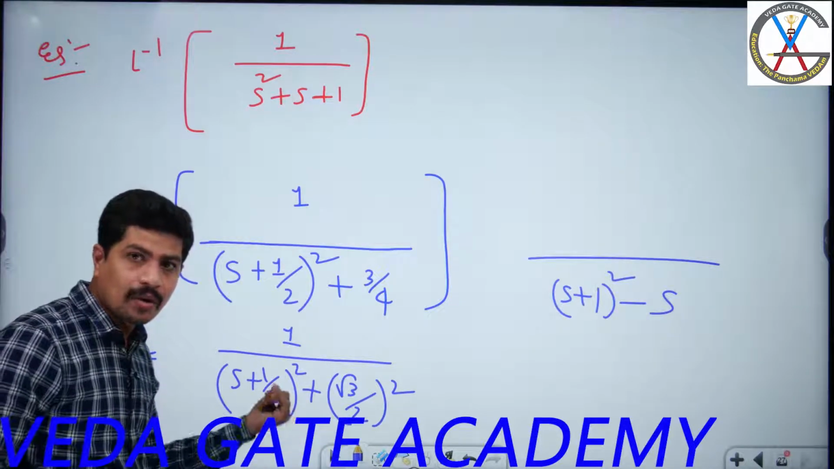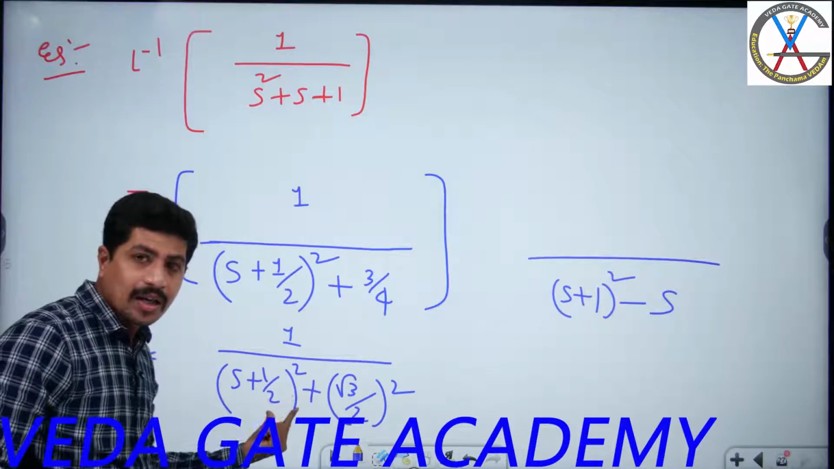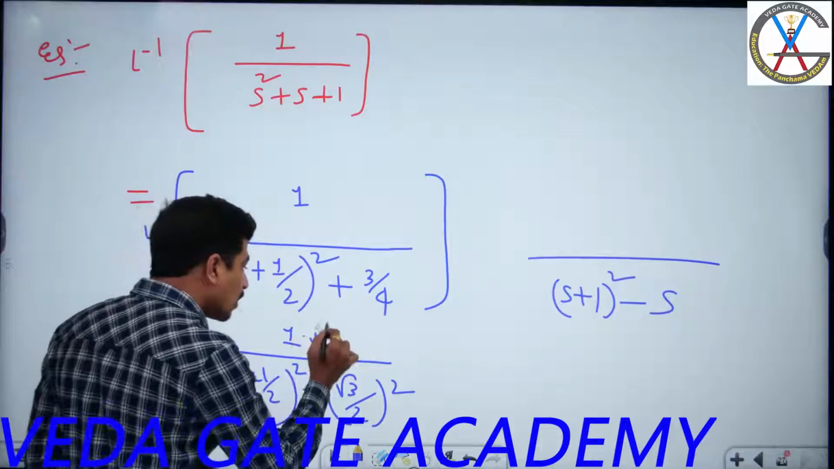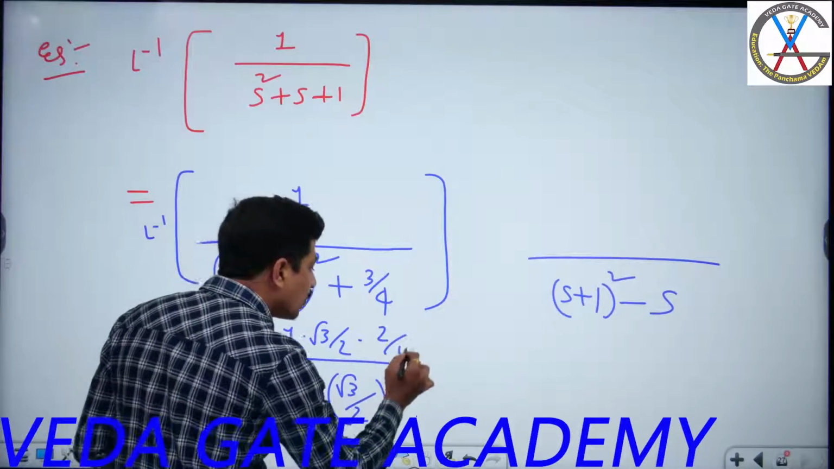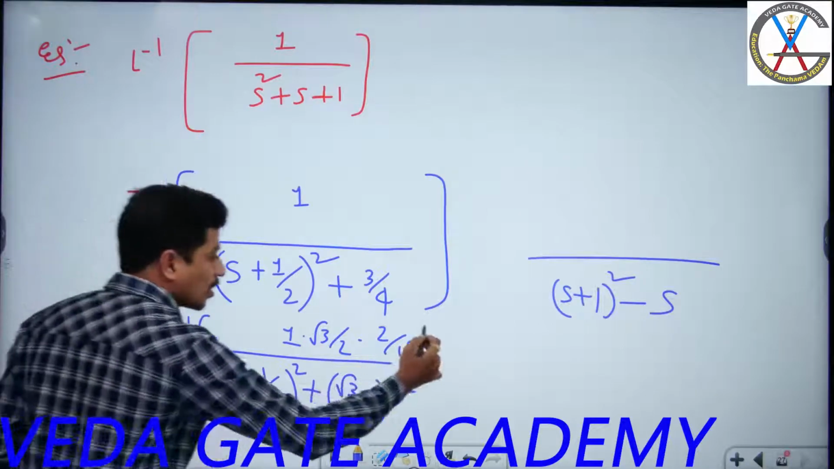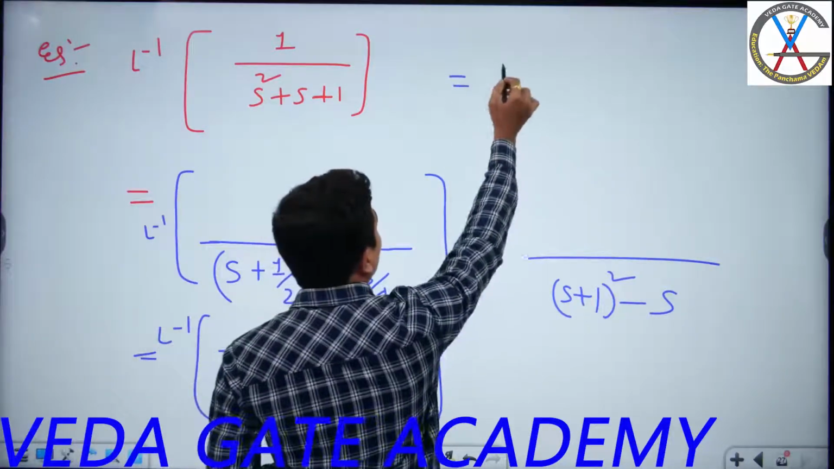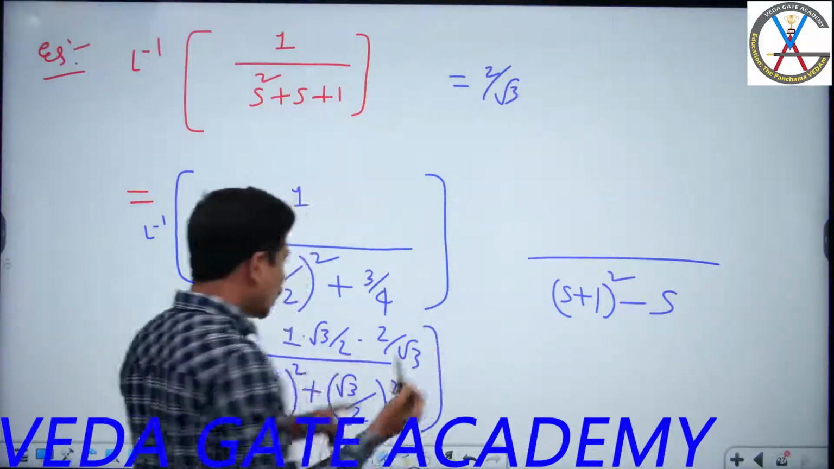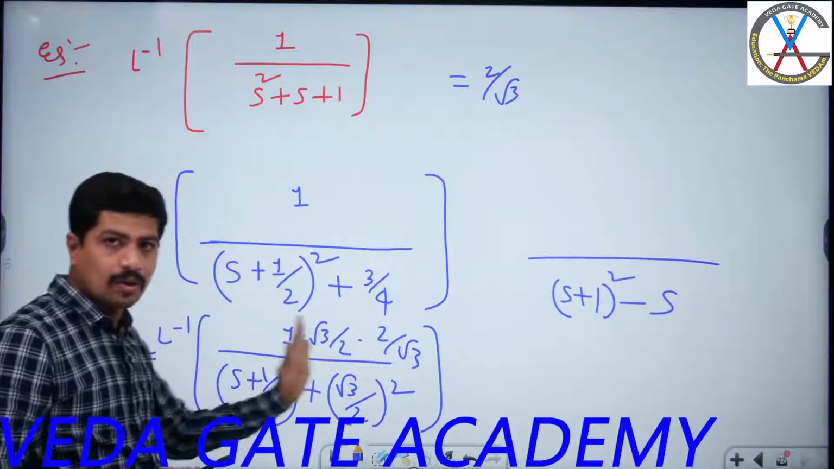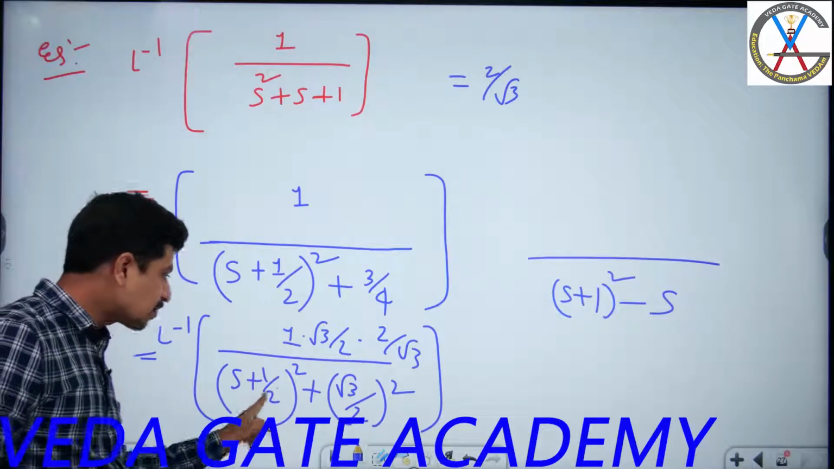Come on, very important to understand. S square plus omega square. Sir, in the numerator omega is not there. Multiply with omega, divide with omega. L inverse of. Now the answer is what? 2 by root 3 is outside. Why? Because I multiplied with root 3 by 2, I have to compensate for it. I wrote outside omega by s square plus omega square.